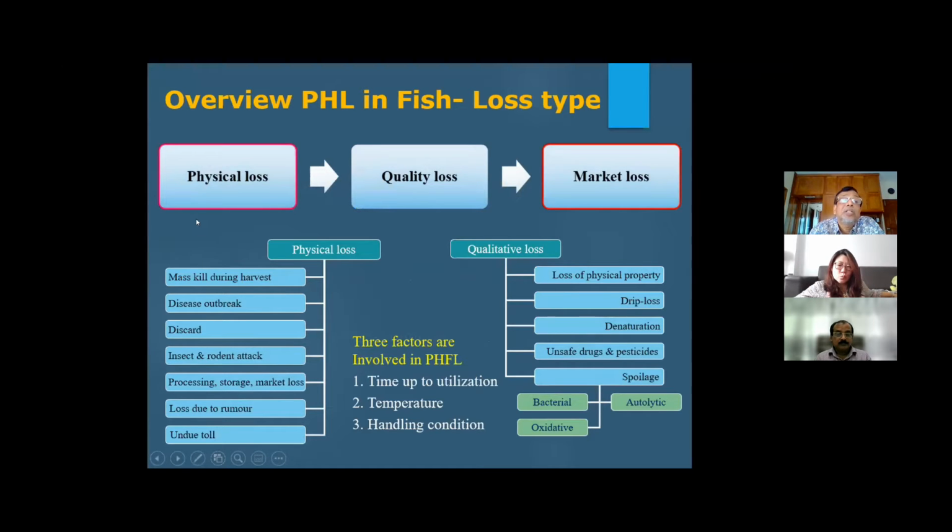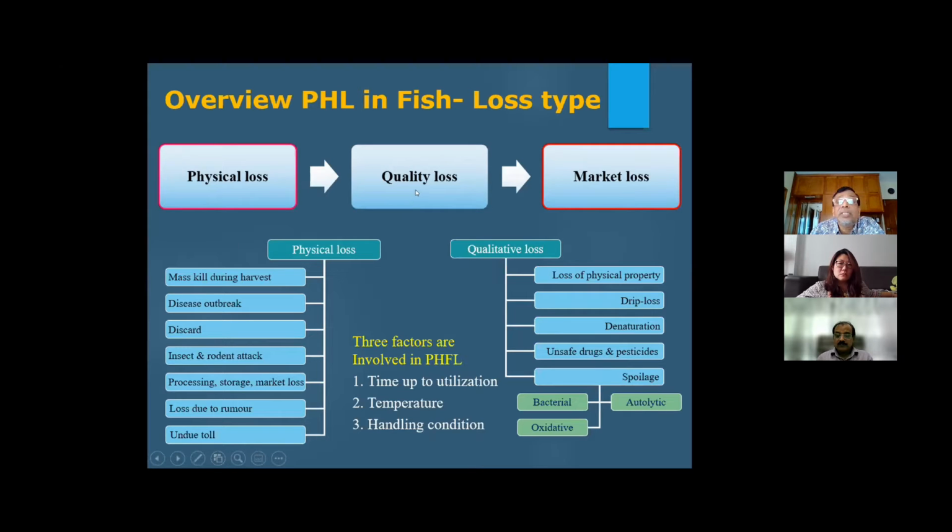Let's see the types of post-harvest fish losses, what FAO actually defines. As per FAO, post-harvest fish losses are of three types. One is physical loss, another is quality loss, and another is market force loss. Physical loss occurs due to many different reasons that reduce the weight of fish. Many factors are involved here. This causes loss in weight.